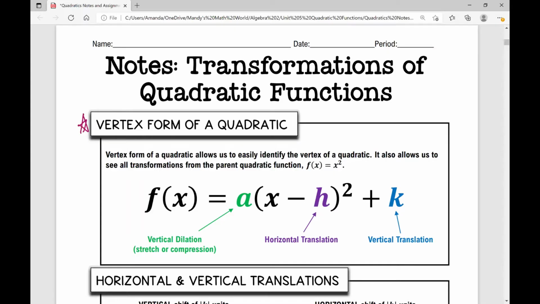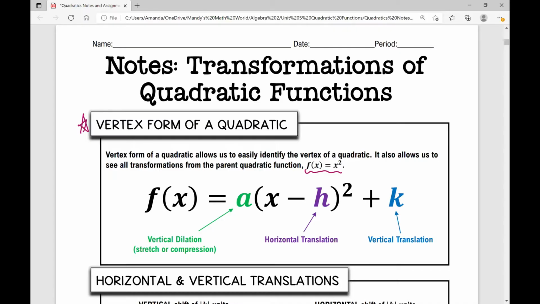This is one of the equations or forms of a quadratic that I talked about in the previous lesson. And today's lesson works really well with transformations. Vertex form of a quadratic allows us to easily identify the vertex of a quadratic. We talked about that in the previous lesson. But it also allows us to see all the transformations from our parent quadratic function, which is f of x equals x squared. Remember, that's the most basic quadratic function.